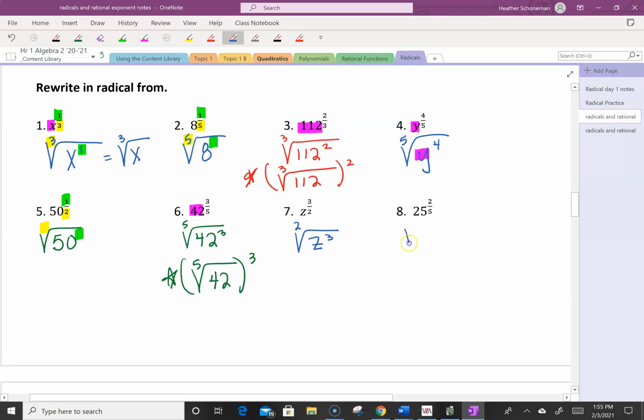Okay, over here on number 7, z is going to go underneath, 2 is my root, 3 is my exponent. On number 8, 25 goes underneath, 5 is my root, 2 is my exponent. But since this base is a number, it is going to be easier later on if I write it like this. Now, if you calculated both of these things out, you're going to get the exact same answer. Believe it or not, they're actually equivalent. But for our solving purposes, this way is going to be easier when the base is a number, and this way is going to be easier when the base is a variable.